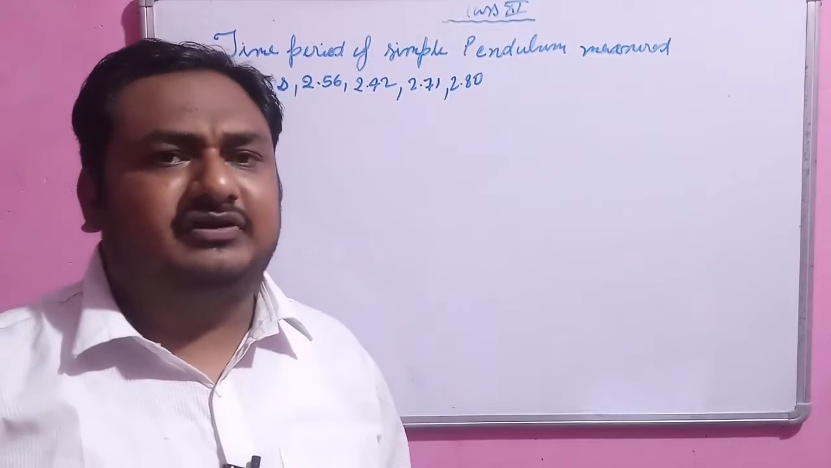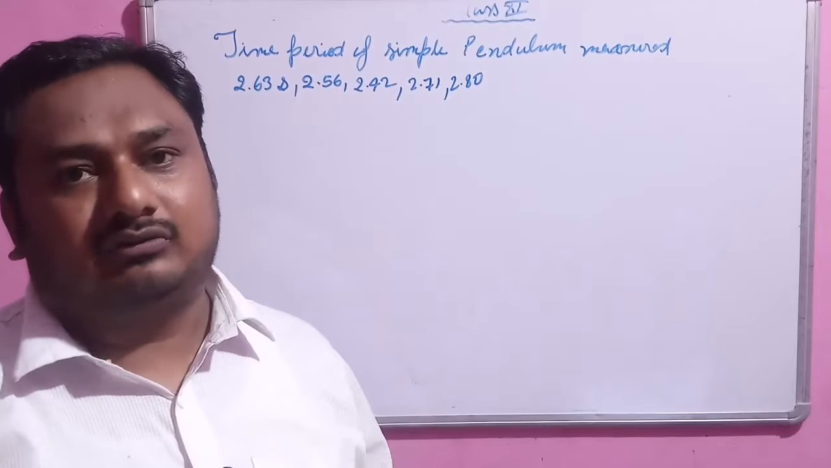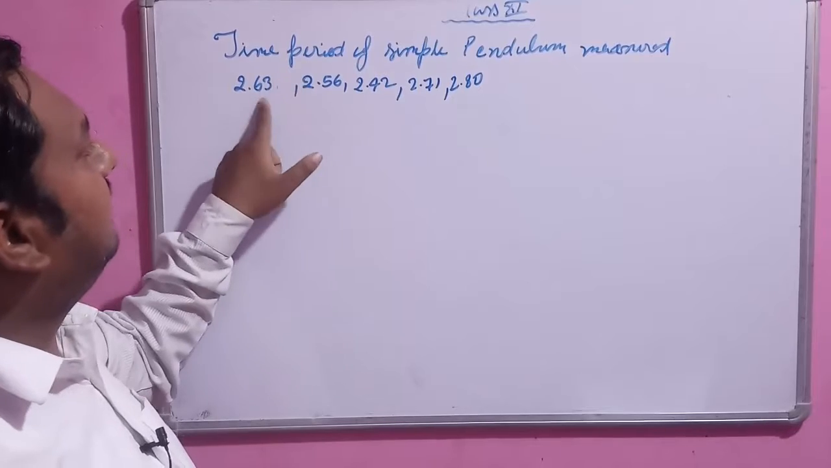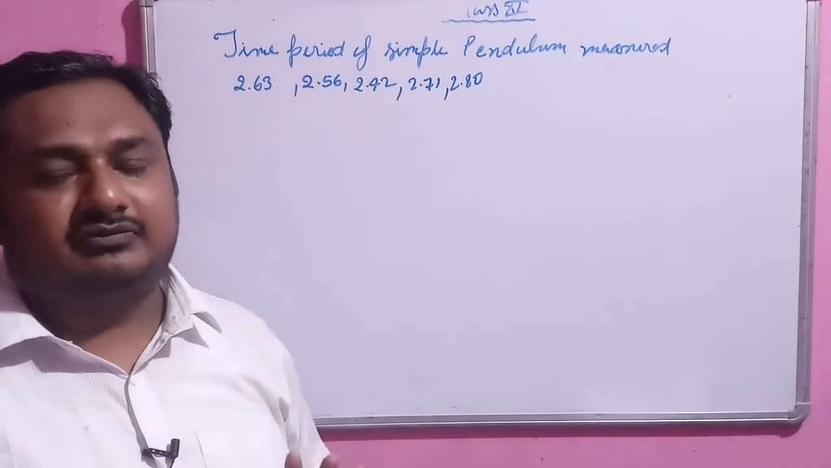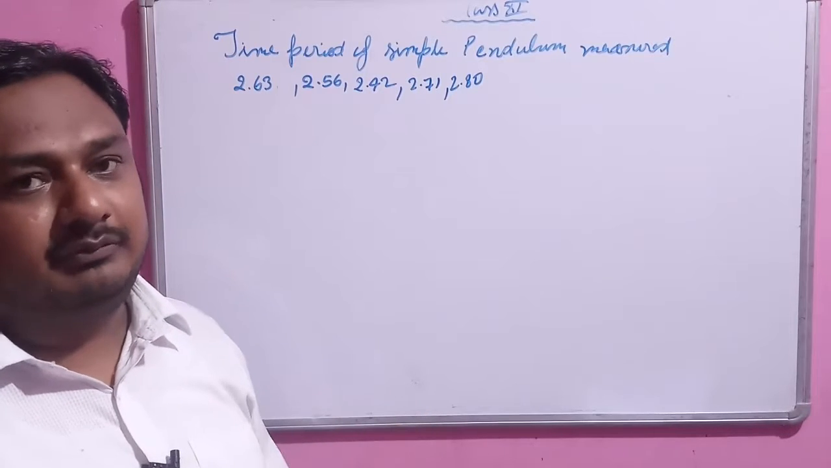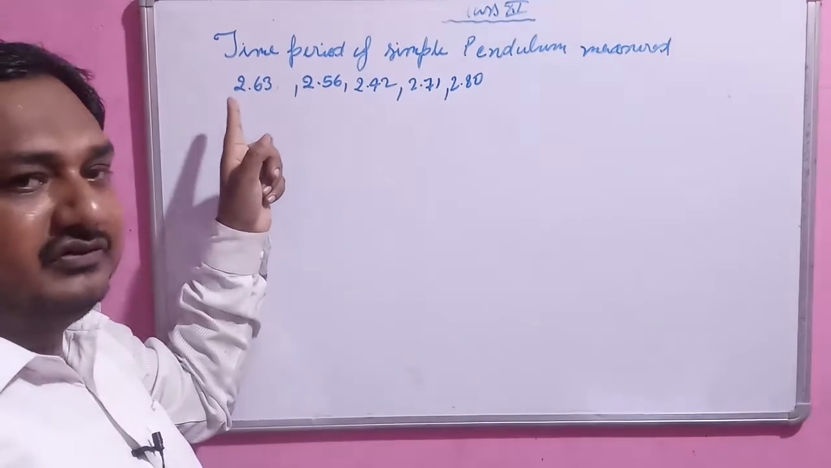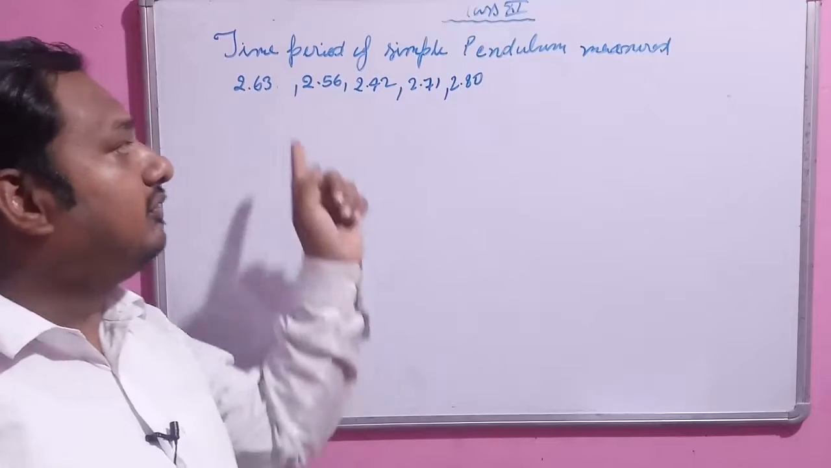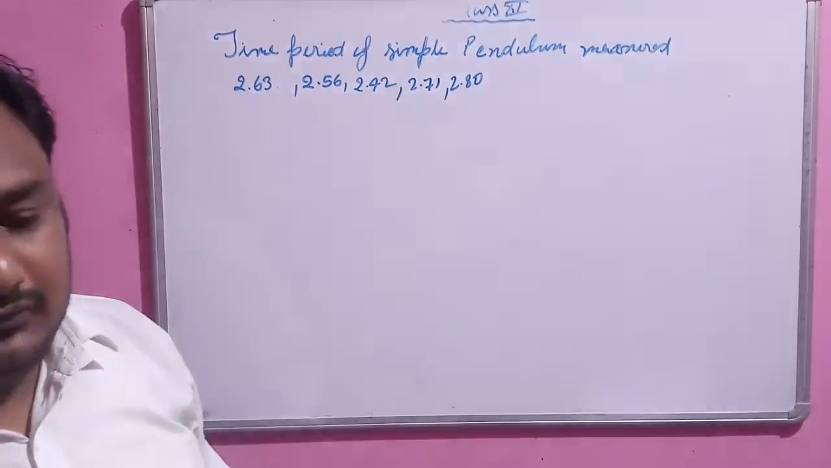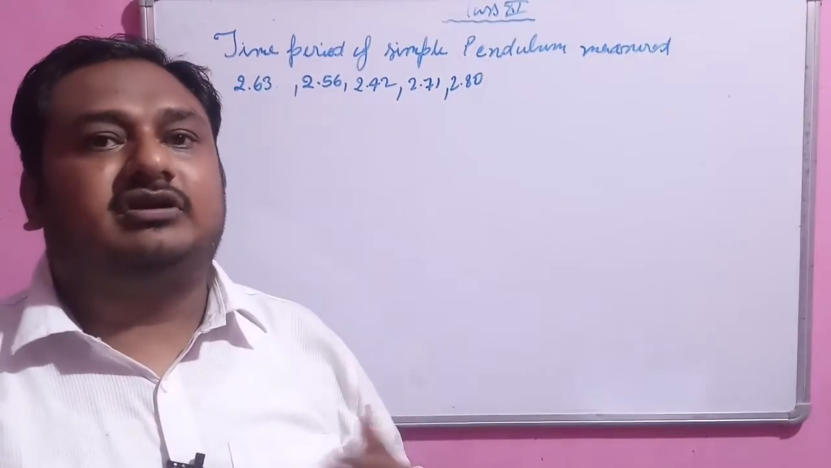Suppose there's a pendulum, and you are measuring the oscillation, meaning how much time it takes to complete one oscillation. Among you there are some readings I have written, 1 2 3 4 5. So there are 5 students in your class, to whom I have given the task to measure the oscillation of a pendulum, and they measure the time. The first student measured 2.63 seconds, another student measured 2.56, then 2.42, 2.71 and 2.80 seconds. So the result varies because there is no single particular value.